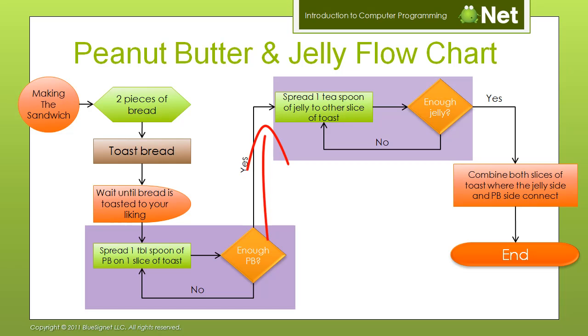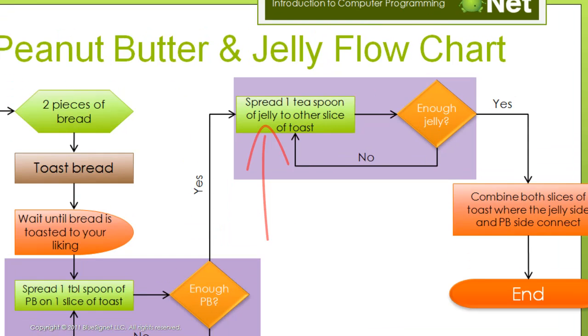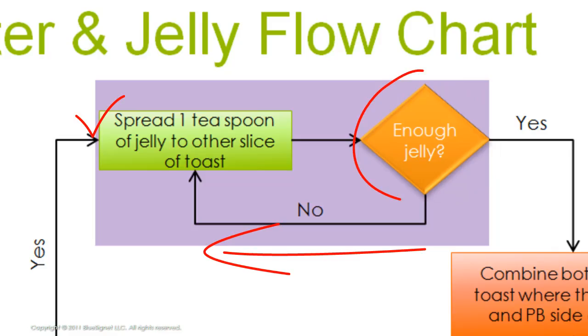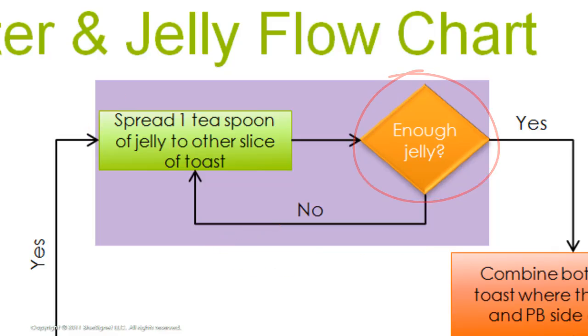So we go to the yes decision line. The yes decision line takes us to our next loop, which is also do while. So we are guaranteed to spread at least 1 teaspoon of jelly on the other slice of toast. Then we ask ourselves, is this enough jelly? No. We spread another one. Is this enough jelly? Yeah, it's enough jelly. We don't need a whole lot of jelly.